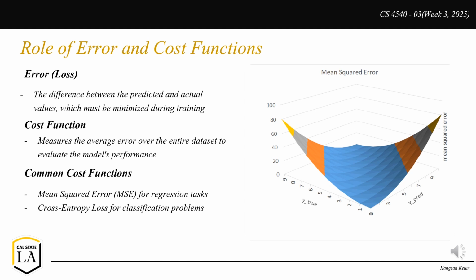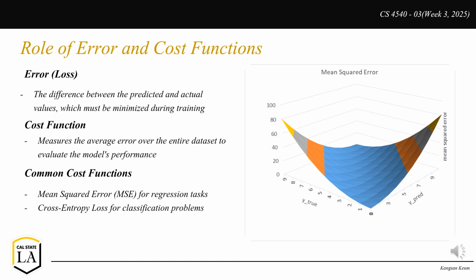The second one is cross entropy loss. It is often used for classification tasks, and this function measures how different two probability distributions are. It is widely used in deep learning models for tasks such as image classification and speech recognition.